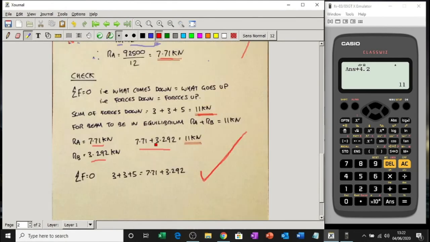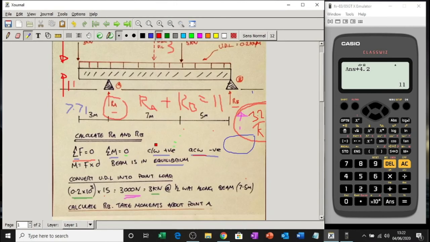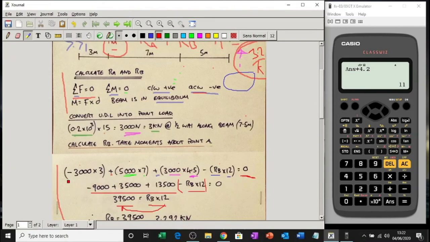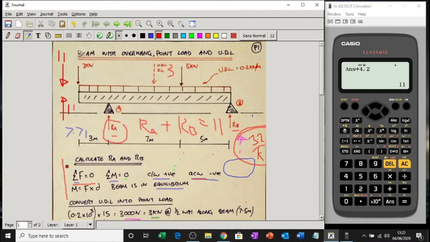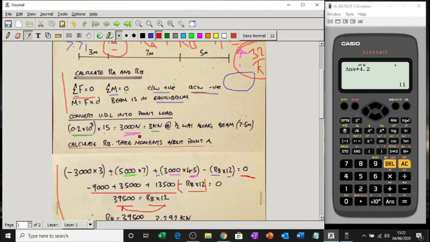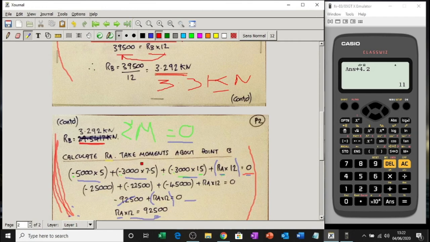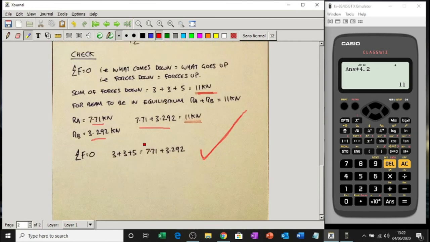So that is calculating reactions with an overhang, with point loads. Don't forget, a point load is just a posh name for a force coming down, and a UDL is a uniformly distributed load. I hope that makes a bit of sense. It's quite straightforward once you know what you're doing, step by step. Make sure you include all your assumptions. Go through it slowly. Make sure you get the right distances and the right directions. Equal to zero. And then check to make sure that what's going up is coming down.